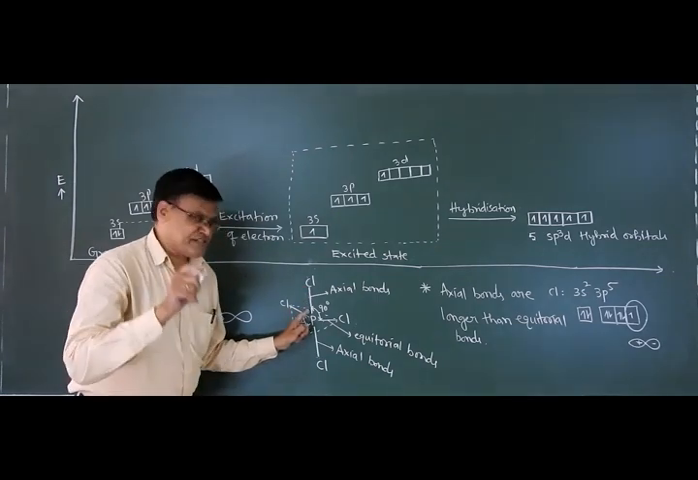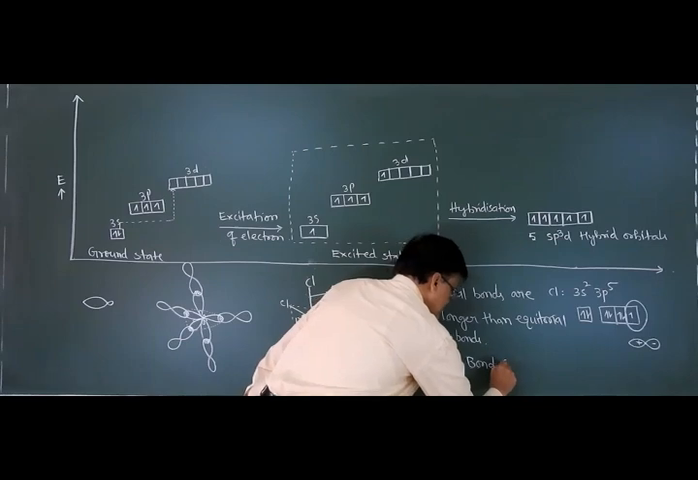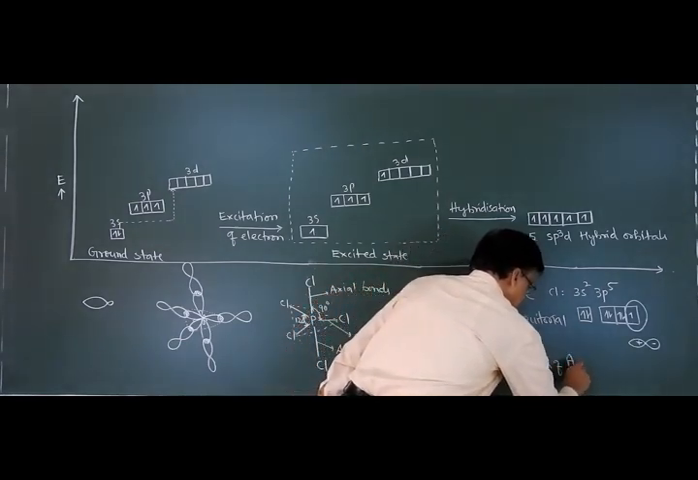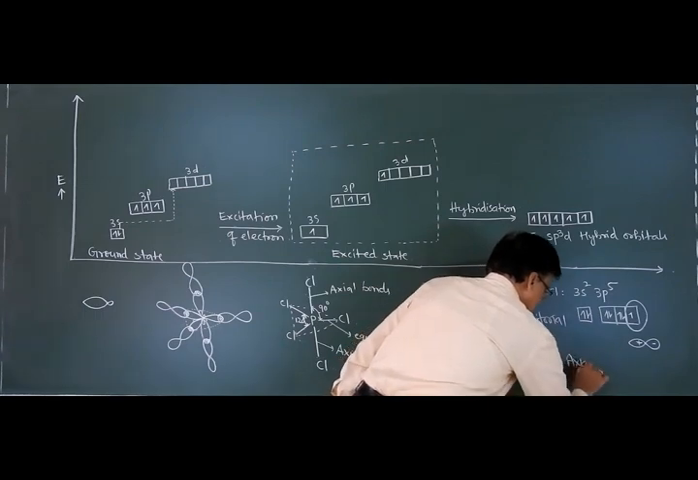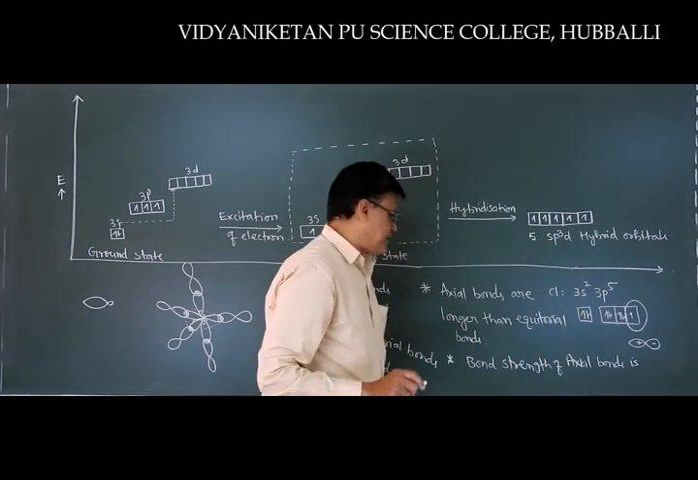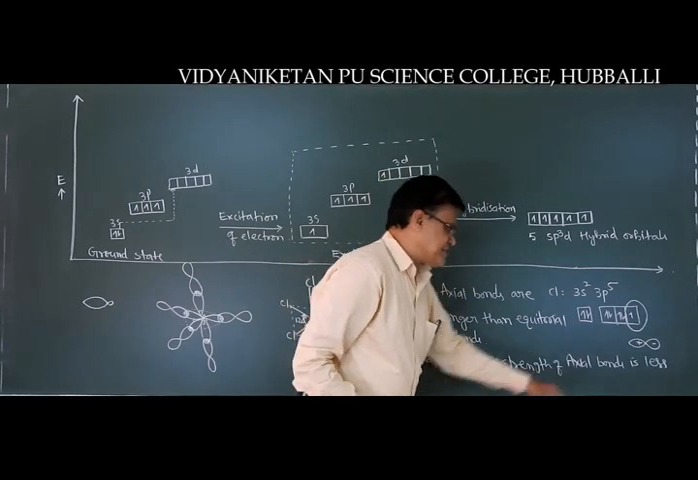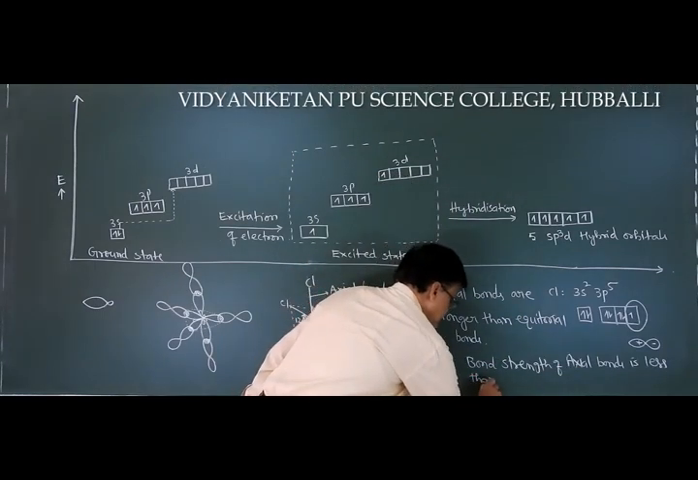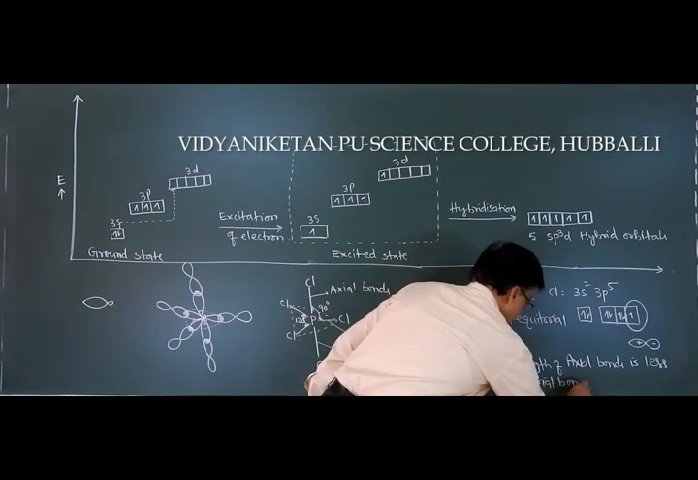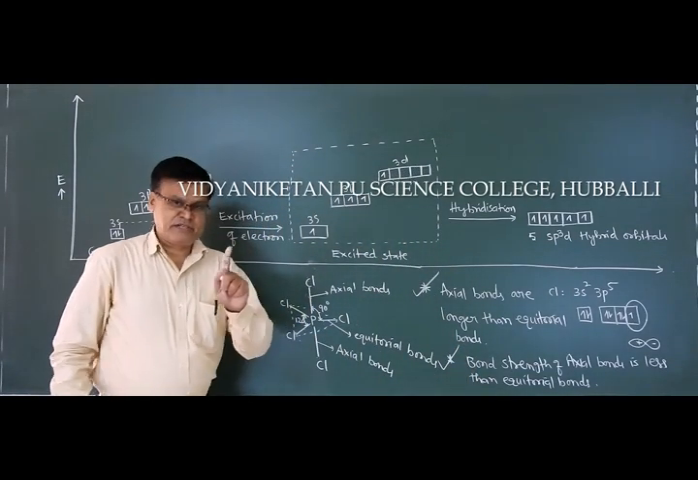Therefore, one more important point here. I will write here: the bond strength of axial bonds is less than that of equatorial bonds. Did all of you understand or not? These two points are very important. Why are axial bonds longer?